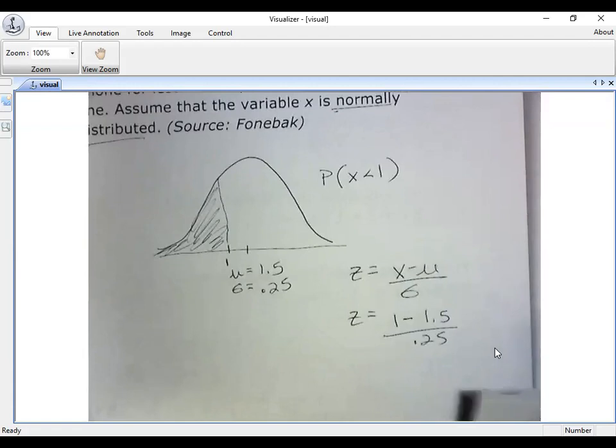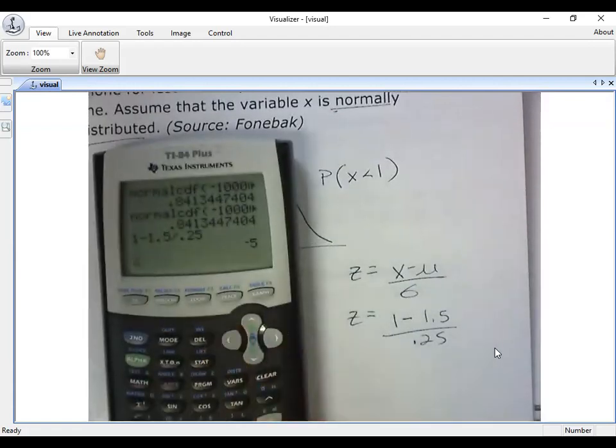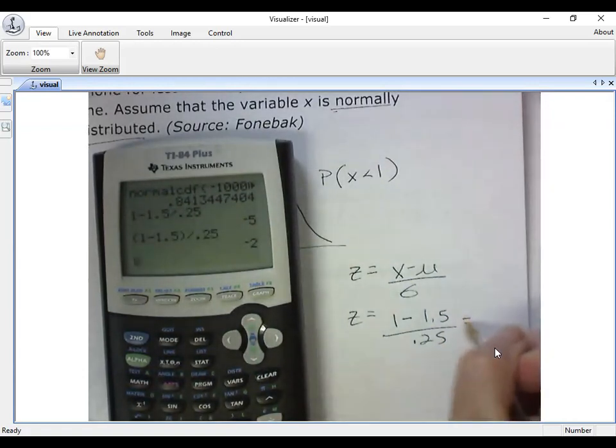I have -2. Yeah, I must have, hang on a second. Let me do this. 1 minus 1.5. I need to put that in parentheses and then divide it by 0.25. I confused the calculator on order of operations, so I need to fix that. If I've got a fraction, I need to make sure I put everything in the numerator in parentheses before I divide. So that is a good lesson for us to see. You can get the wrong value if you don't put it in where the calculator understands what you want.